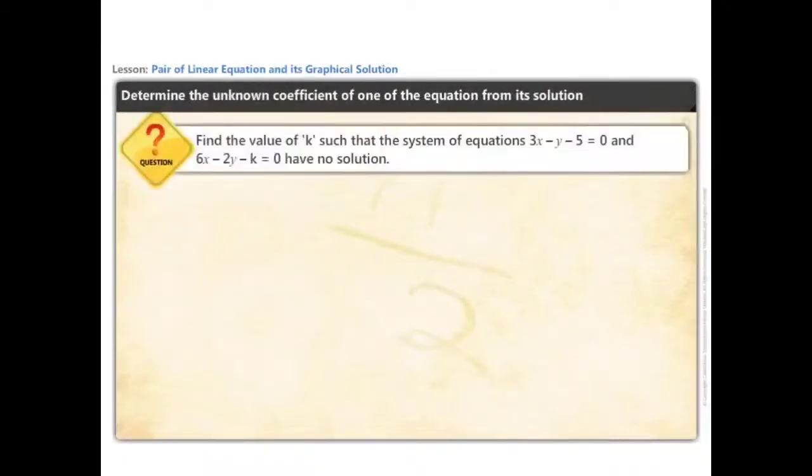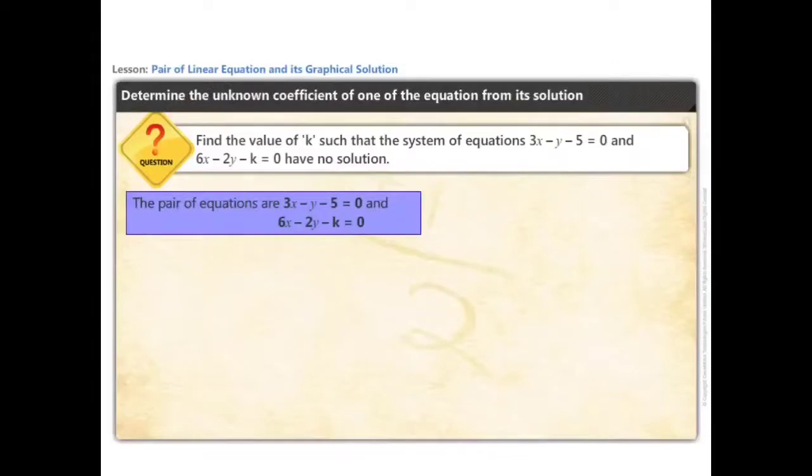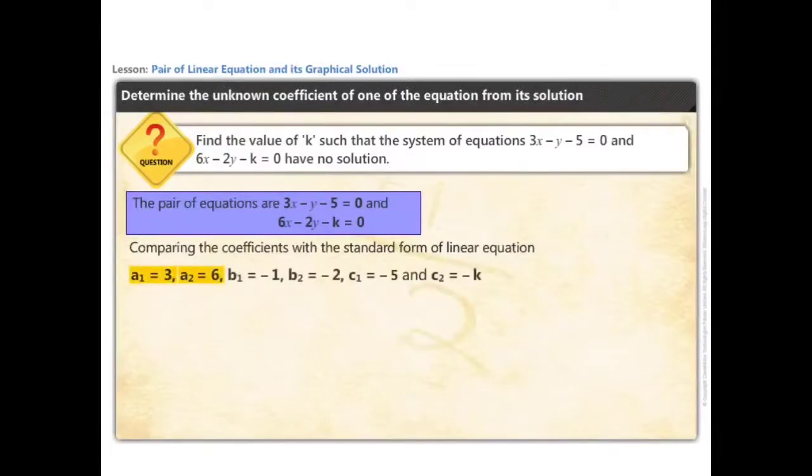Find the value of k such that the system of equations 3x minus y minus 5 is equal to 0 and 6x minus 2y minus k is equal to 0 have no solution. Here, the given pair of linear equations are 3x minus y minus 5 is equal to 0 and 6x minus 2y minus k is equal to 0. Comparing the coefficients with the standard form of linear equations, we get a1 is equal to 3, a2 is equal to 6, b1 is equal to minus 1, b2 is equal to minus 2, c1 is equal to minus 5, and c2 is equal to minus k.